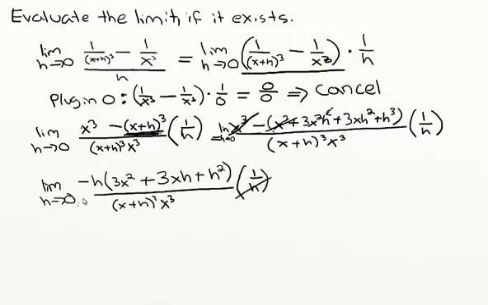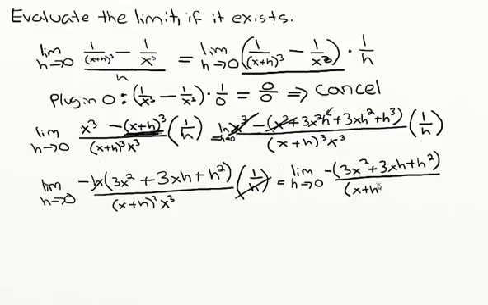So now this 1 over h can cancel out with this h, and the cool thing about that is we're going to get something now that we can apply our direct substitution to. So let's write this out so we can see a little bit clearer what's going on. So we're left over with 3x squared plus 3xh plus h squared. We have that negative still out front, and then our x plus h, that whole quantity cubed times x cubed.